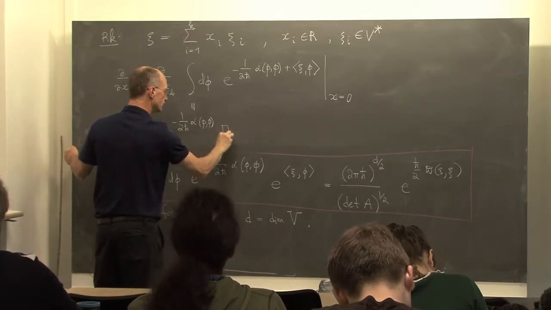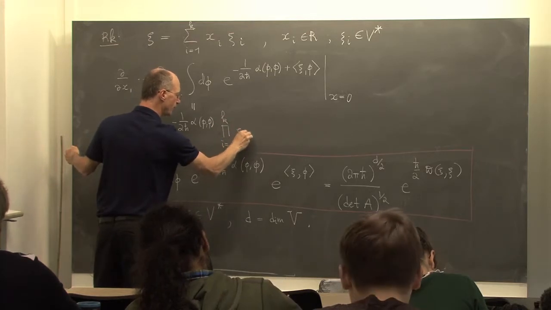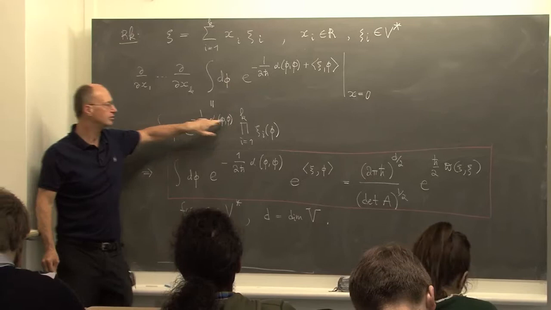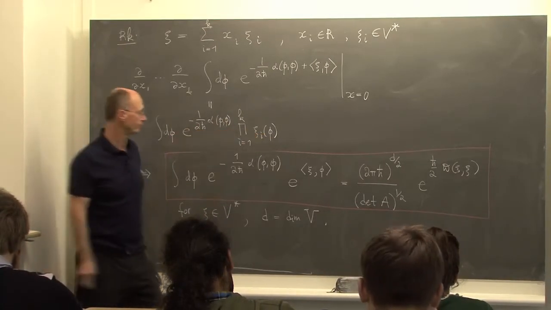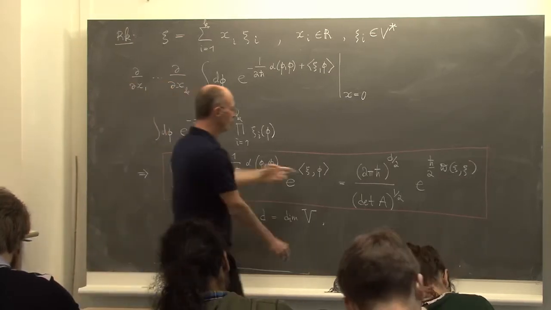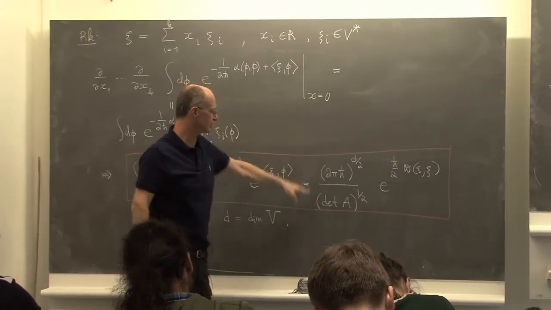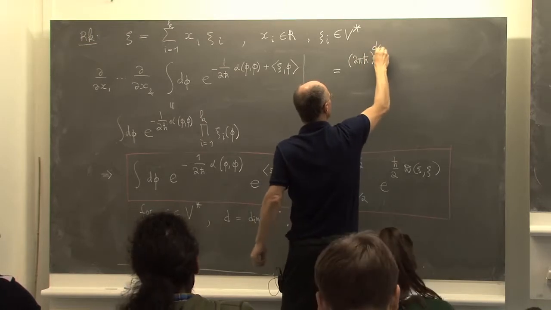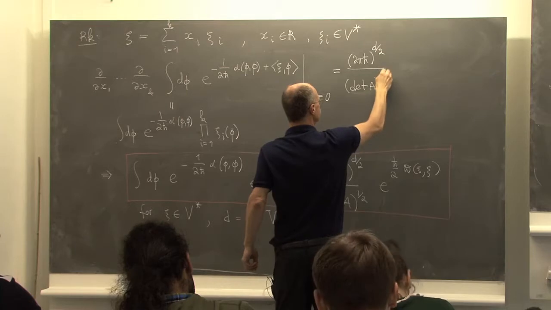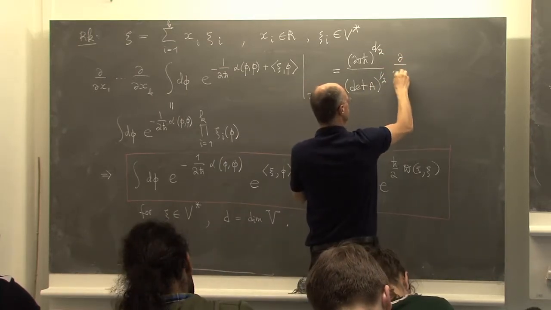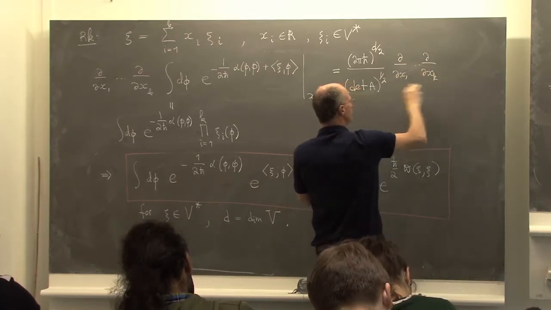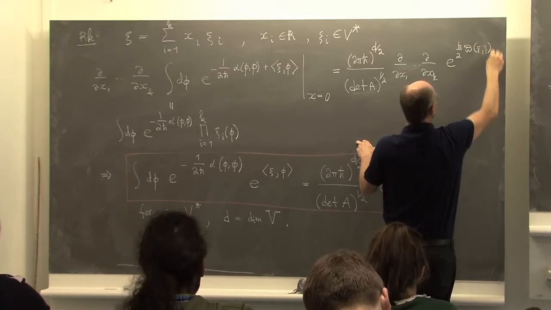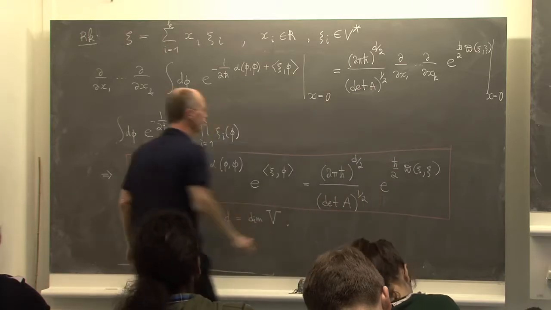And here the exponential will be replaced by a product of linear functions, psi i of phi. So this will be an integral with this exponential kernel times a polynomial, which is actually a product of linear forms, right? So that's just the definition. On the other hand, of course, I know the answer for this integral. So that's the answer for this integral. So this is equal to (2 pi i h) to the power d over 2, determinant of A to the power 1/2, d over dx1, ..., d over dxk, now this exponential h over 2 pi, xi xi. And again, we should put x equal to 0.